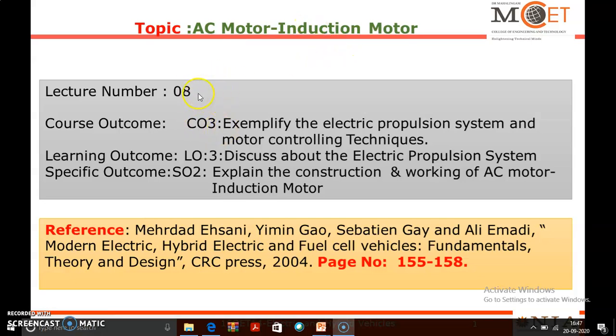This comes under course outcome 3, to exemplify the electric propulsion system and motor controlling techniques, under which learning outcome 3 is to discuss the electric propulsion system, under which specific outcome 2 is to explain the construction and working of an AC motor, that is, an induction type motor.